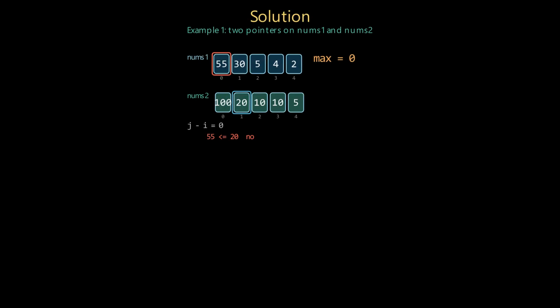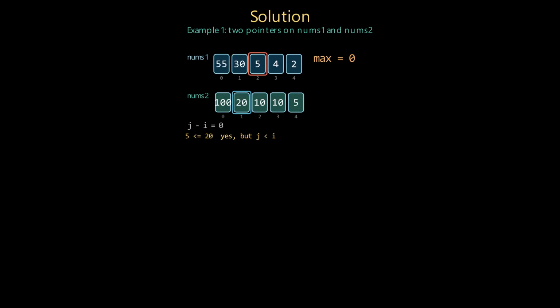We move j to 20. Is 20 at least 55? No. Because both arrays are non-increasing to the right, nothing past 20 can rescue this i, so we advance i. We move i to 30. At the same j, is 20 at least 30? Still no. We advance i again.